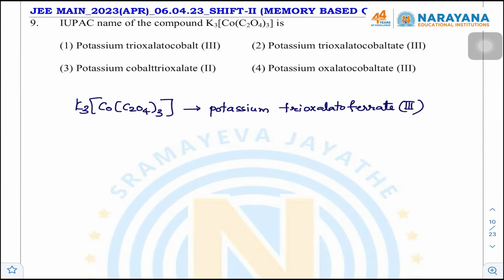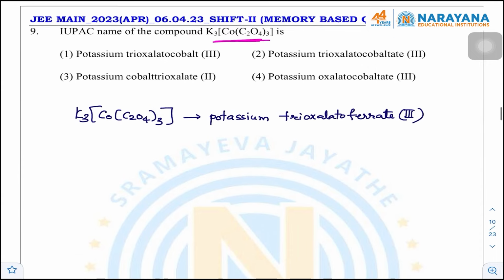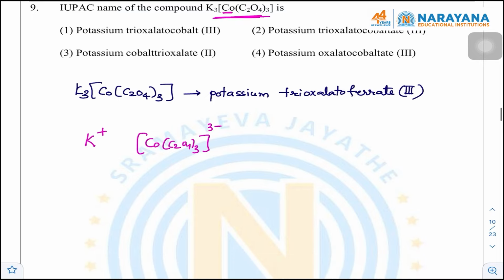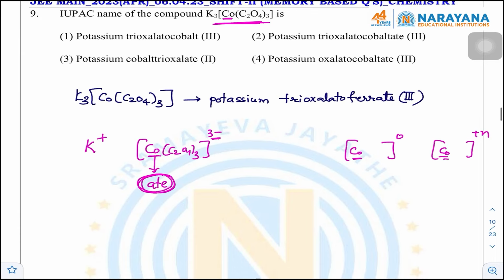Next, it is asked, what is the IUPAC name of the complex K3[Co(C2O4)3]? This is an oxalate ion and a cobalt complex is given. Now, first we should identify the charge on the complex entity. In this case, the complex entity has negative 3 charge. Therefore, while writing the name of the metal, we should add the suffix -ate. If the charge on the complex is 0 or positive, the metal has no change in its name. We write cobalt only. But when the charge on the complex entity is negative, we should add the suffix -ate, that is cobalt becomes cobaltate.